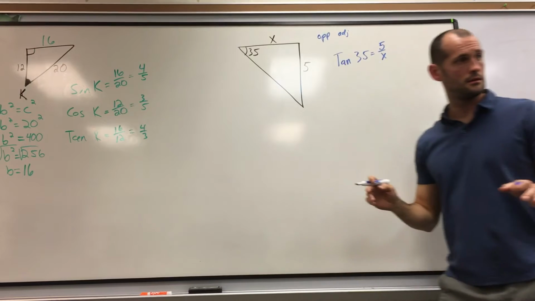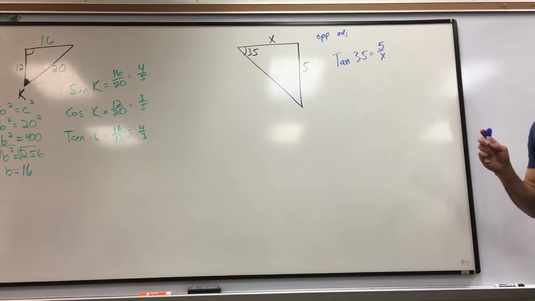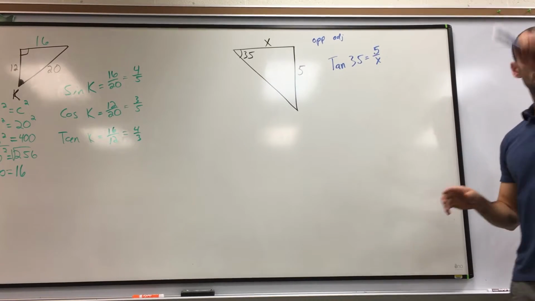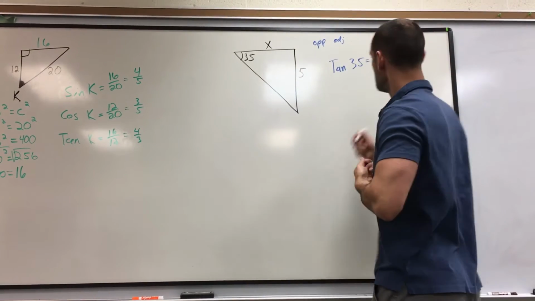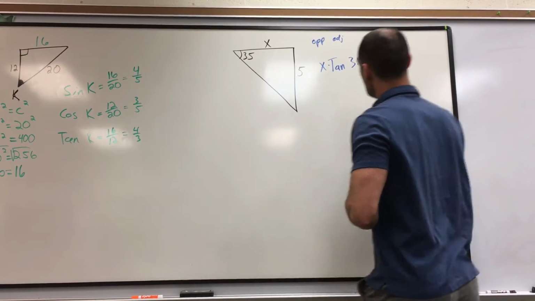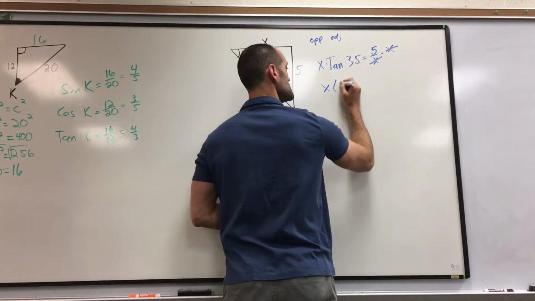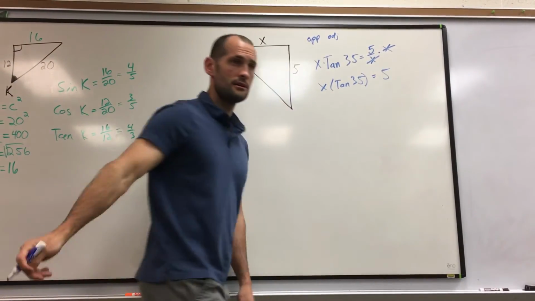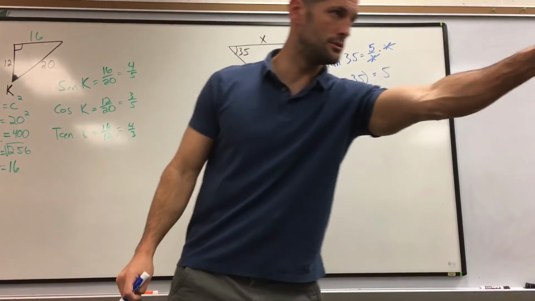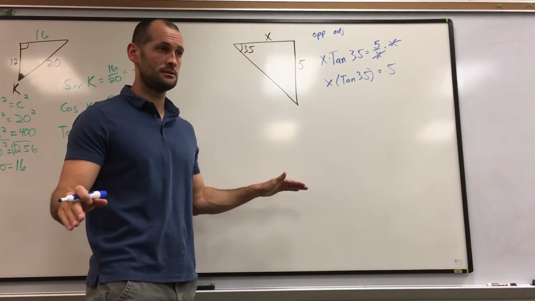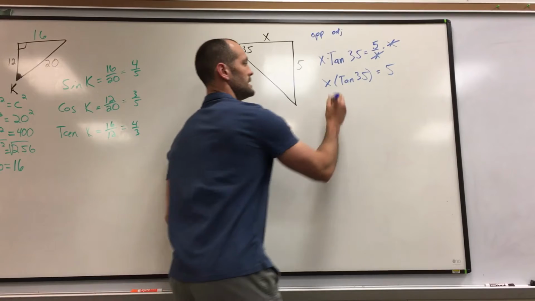Everybody okay? Now, you solve for the variable any way you need to. But right now x is in the denominator, so what do I do? Multiply by x. Get it out of the denominator. Now I have x times tan of 35 equals 5. From here, I want to get x all alone, so you divide by tan of 35.